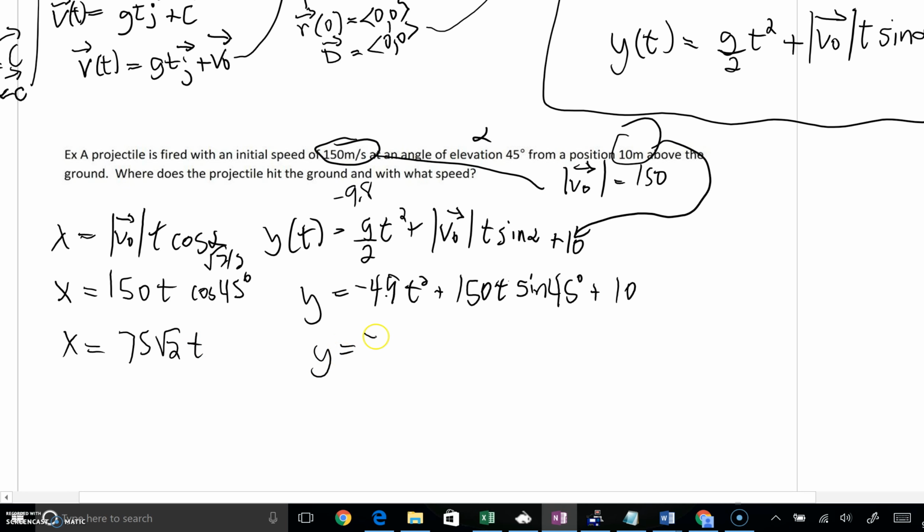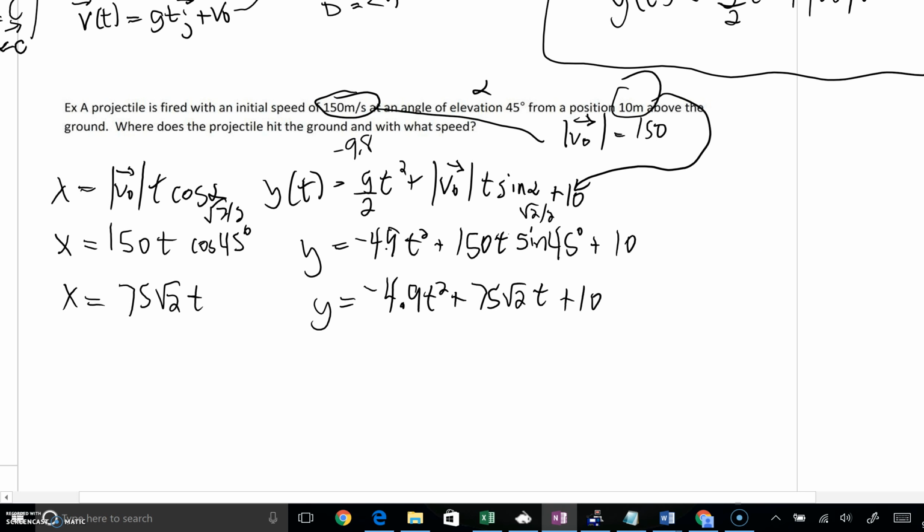Clean this up right over here. Very similar work. And we're going to be able to get root 2 over 2. This is 75 root 2 t, and then we'll say plus 10. So, hey, look at that. We've got our two position components for x and for y. They want to know where does the projectile hit the ground. You can imagine it's launched 10 feet up. What they're really saying is, what's that x position when it hits the ground? That means we've got to let y equal 0 for this one. So set y equals 0 and solve.